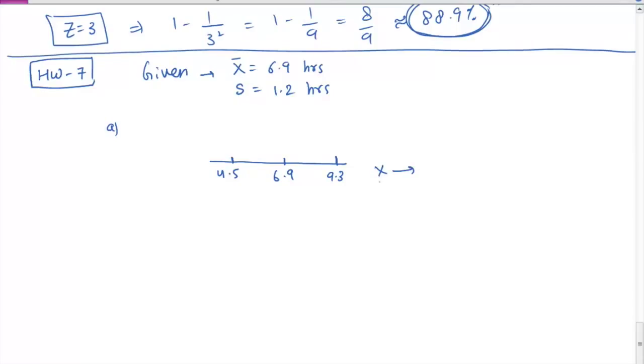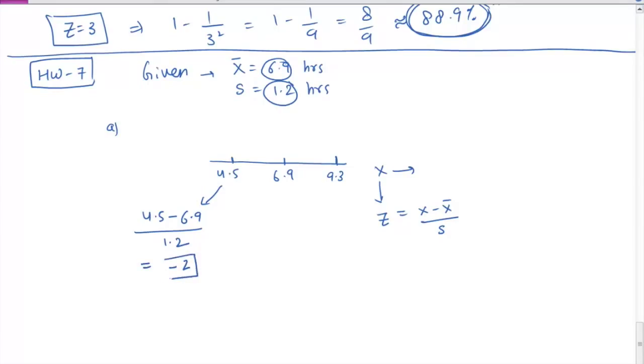So what we need to do is we have to convert this x into z, and the formula is x minus x bar by s. If you convert this into z, it becomes 4.5 minus average 6.9 and standard deviation 1.2. So average and standard deviation, as you know, is given. So this comes out to negative 2. Do the same thing for this number in which we are interested, and you get 2. We get plus minus 2. So basically this means z is 2.